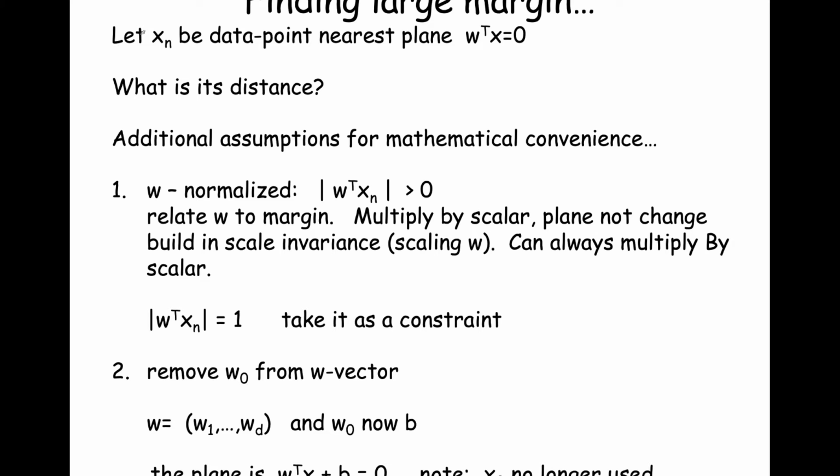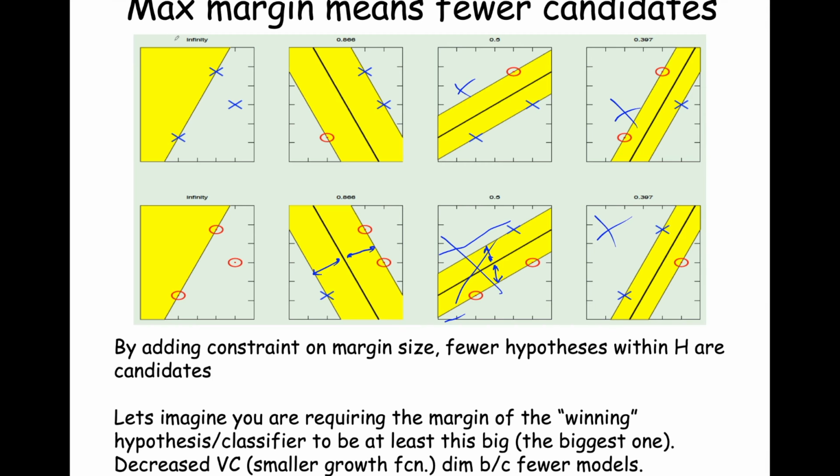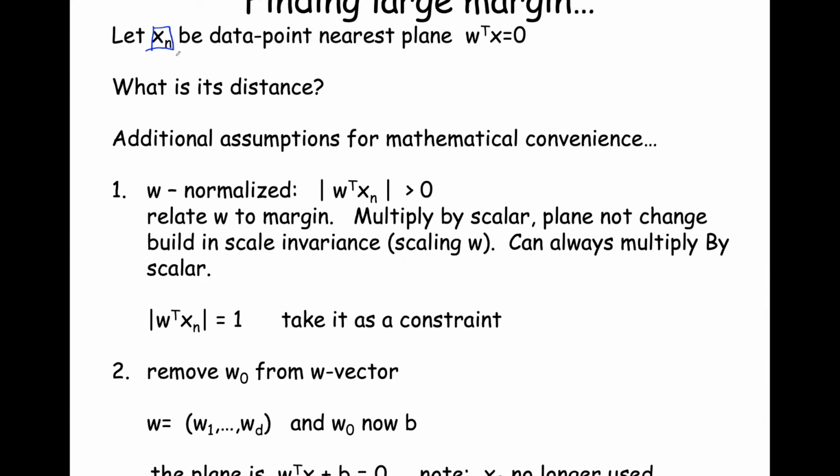So the question that we ask then is, if this idea of margin size is important, what is the distance of this point xn closest to the hyperplane? Because if we look back at these different candidate hyperplanes, we see that the points right on or closest to the hyperplane are the points in question that define the margin, and we want to maximize it. So we want to be able to measure the distance of these closest points to the hyperplane, i.e. the margin points. So what is this distance of these xn nearest points to the plane?